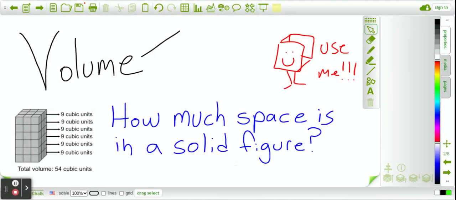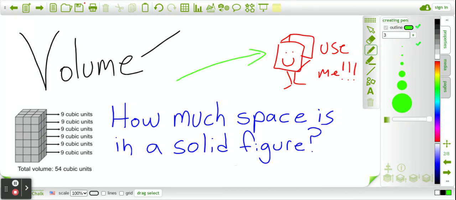This is a volume practice video, so let's practice some volume together. When we're looking for the volume of something, we're looking for how much space is in a solid figure. And we're going to use our buddy, the mighty cubic unit, because the mighty cubic unit takes up space, and we want to see how much three-dimensional space is in a solid figure. Using our unit cubes, we fill up a solid figure, and then we count the unit cubes.